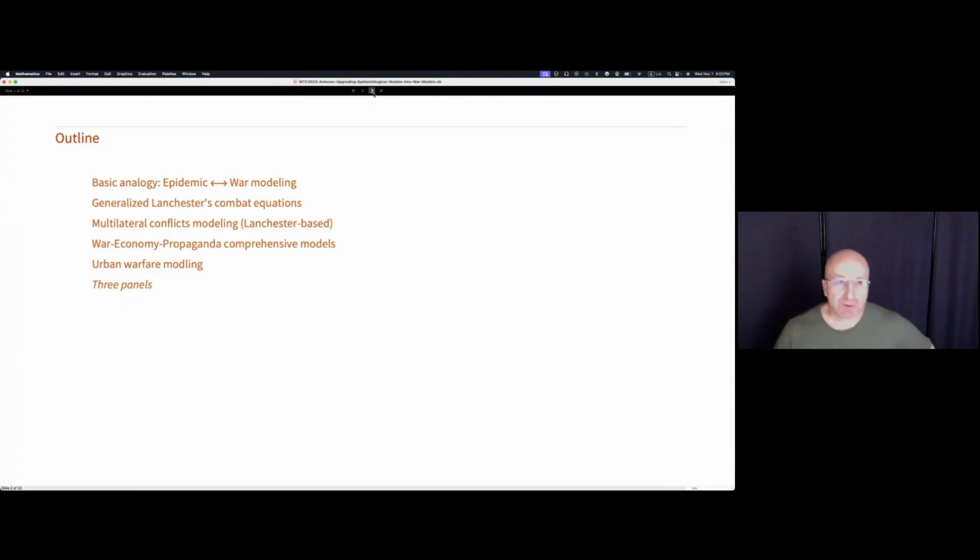This is the outline of the talk. We're going to show a basic analogy between epidemic and war modeling. I'm going to very quickly move in from Lanchester combat models to urban warfare modeling. And so there are a variety of additional elements to discuss, and hopefully they'll make sense when I go through it.